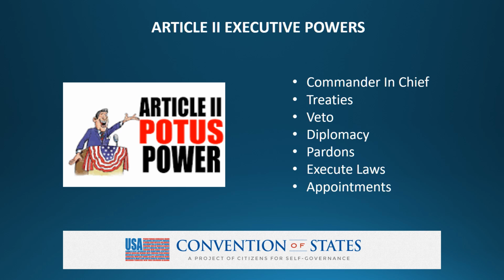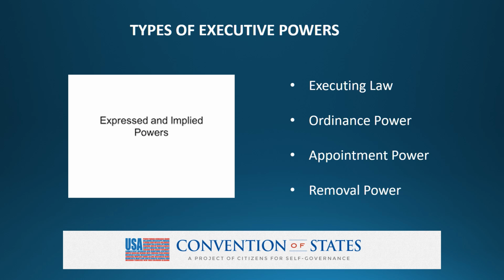Well, let's identify the specific executive powers under Article 2. Commander-in-Chief of the Armed Forces, can make treaties with the consent of Senate, approve or veto acts of Congress, send and receive diplomatic representatives, grant pardons and reprieves, see that laws are faithfully executed and enforced, and finally, make appointments. Executive powers fall under two types. Executing law is an expressed power, ordinance power, implied power, appointment power, expressed power, removal power, implied power.